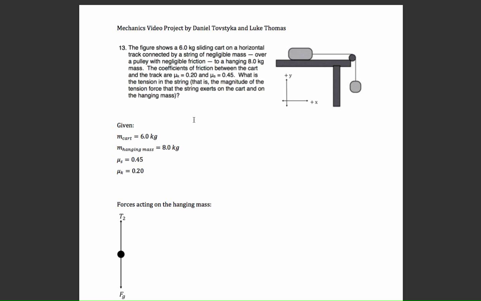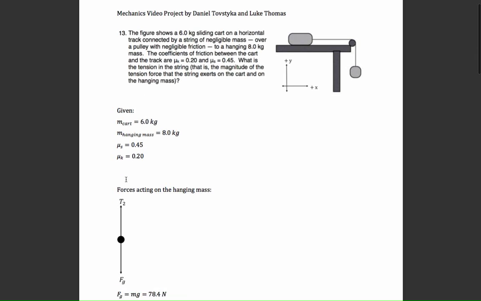And we have our givens right here, with the mass of the cart equaling 6 kilograms, the mass of the hanging mass equaling 8 kilograms, mu static equaling 0.45, and mu kinetic equaling 0.2.